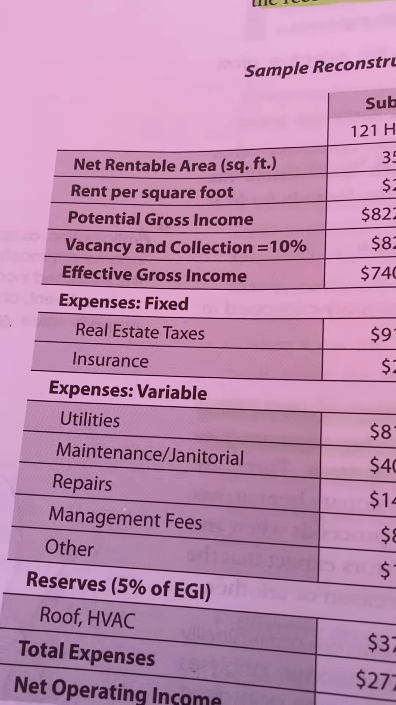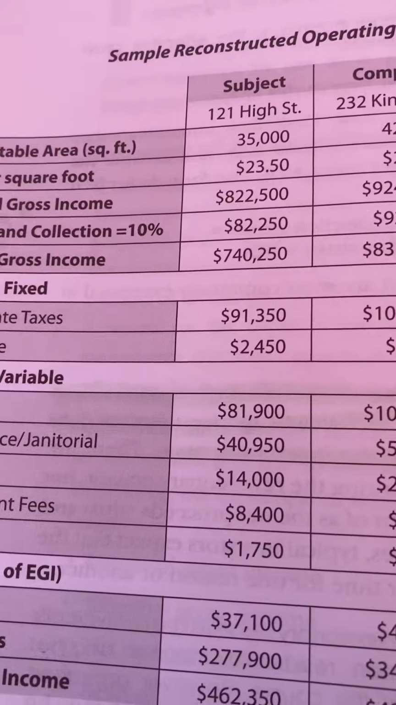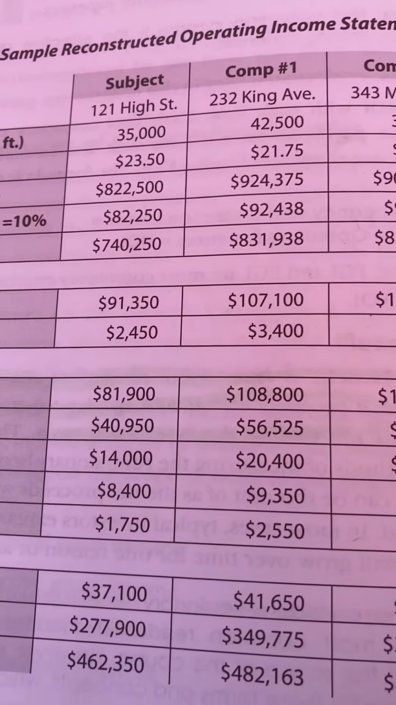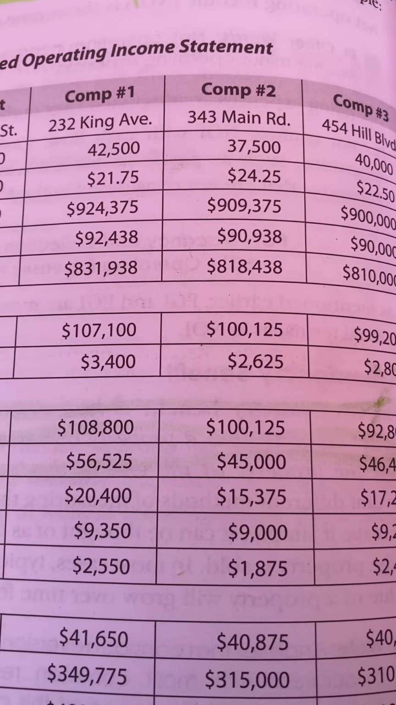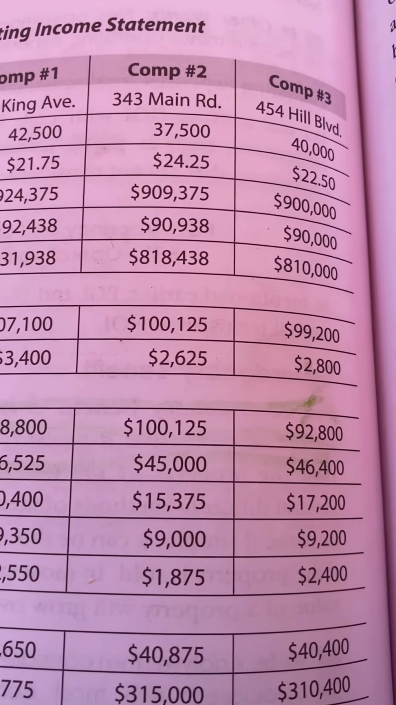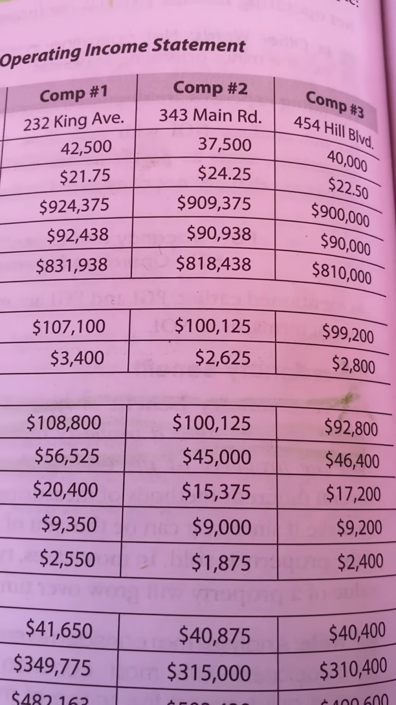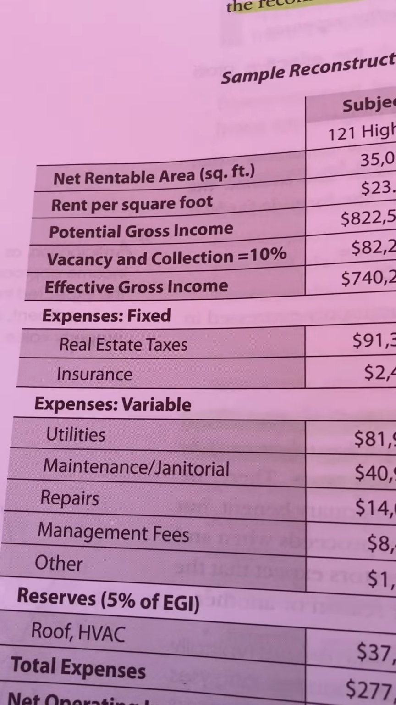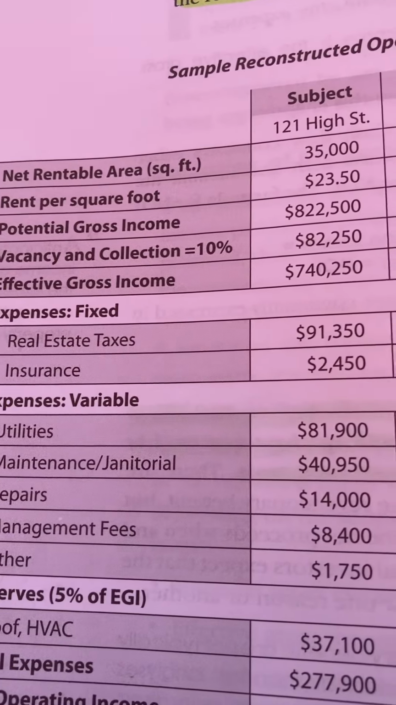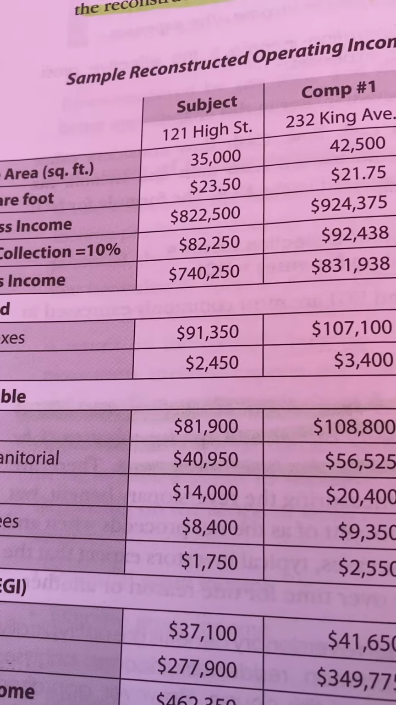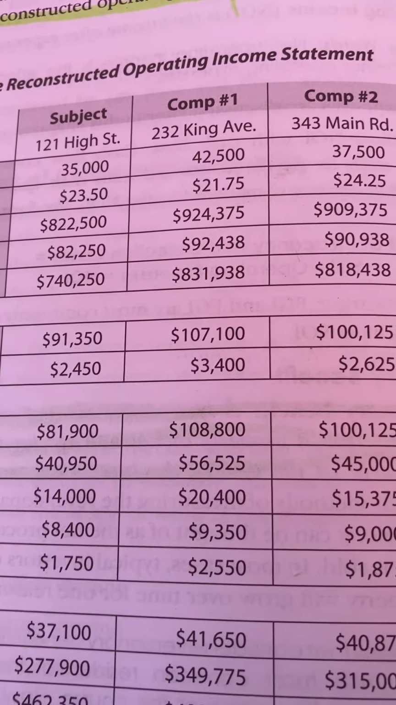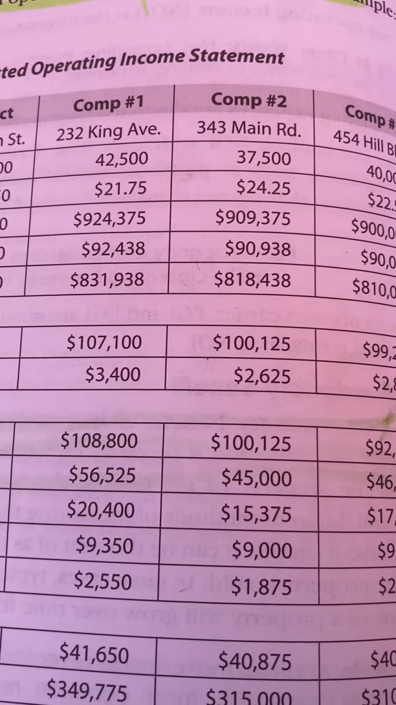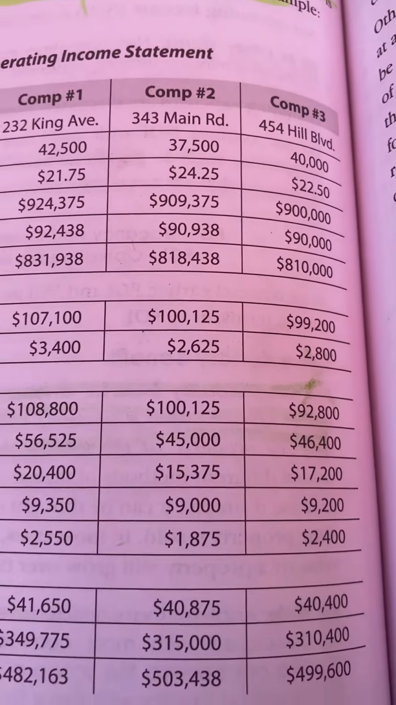The next line is going to be repairs. Your subject is $14,000. Comp 1 is $20,400. Comp 2 is $15,375. And comp 3 was $17,200. Your next line is management fees. Your subject is $8,400. Comp 1 is $9,350. Comp 2 is $9,000. And comp 3 was $9,200.